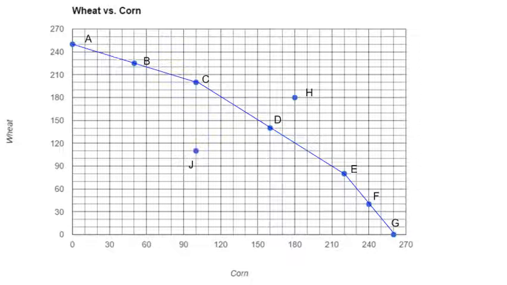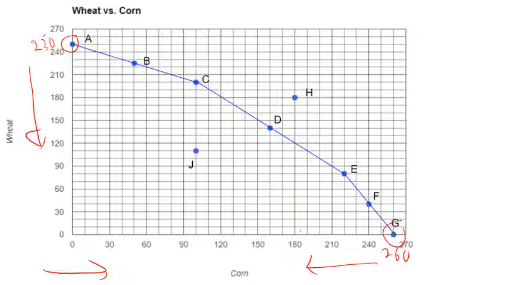So this graph contains the points we developed earlier. Point A shows you what happens when we use all of our resources to grow wheat. We get 250 bushels of wheat, but we get no corn. Point G shows what happens when we use all our resources to grow corn. We get 260 bushels of corn and no wheat. As we move resources away from wheat to corn, we get less wheat and we get more corn. As we move resources away from corn to wheat, we get less corn and we get more wheat.